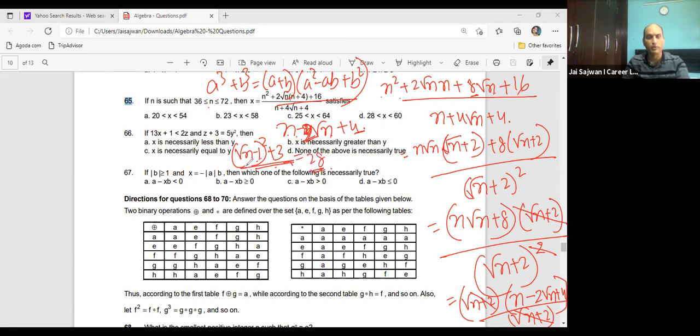And the maximum value is when you put in 72. 72 is coming out to be 6 root 2 minus 1, whole square, plus 3. That is coming out to be about 8.4 minus 1, which is 7.4, square is about 56, plus 3 is 59 point something. So I'll say D is the correct answer. Is it fine, everyone there?